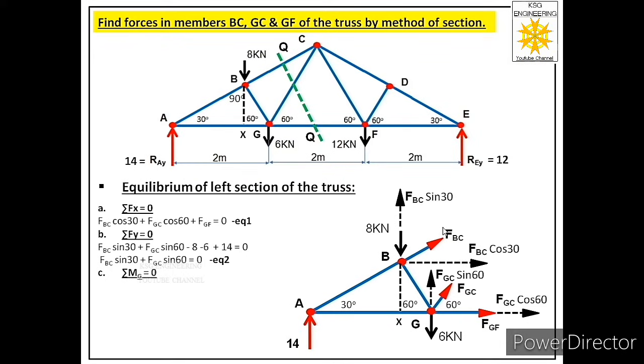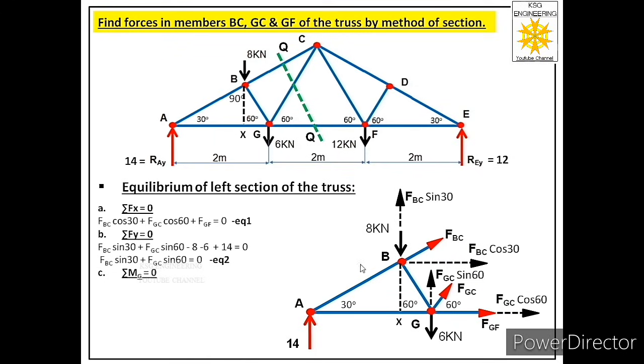So we will consider moment about joint G. So we have to consider moment about joint G, then we have to talk about moments because of four forces, FBC cos 30, FBC sine 30, 8 kilonewton and 14 kilonewton. Let us first observe the moment because of 14 kilonewton about joint G. It will generate a clockwise moment and we have to consider that as negative, and its magnitude will be 14 into this distance, which is 2 meters over here.